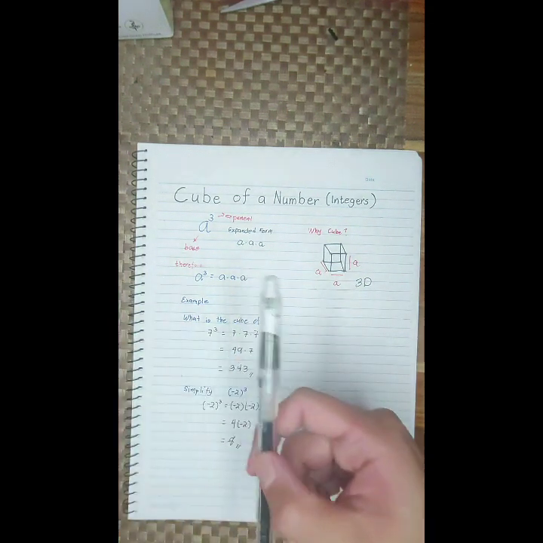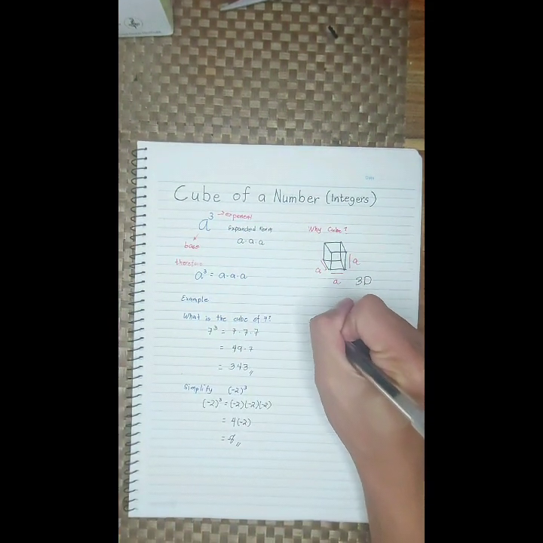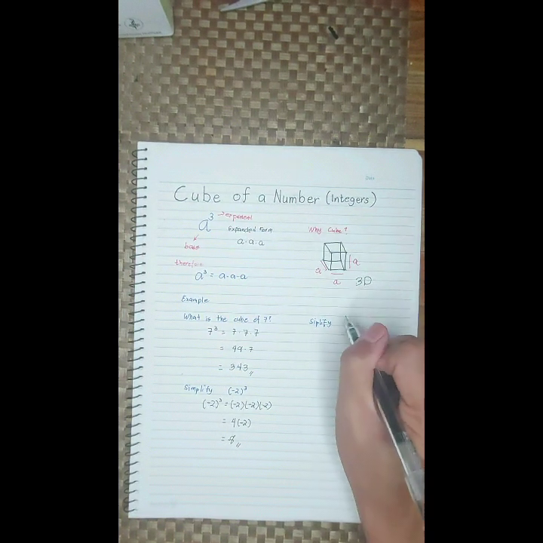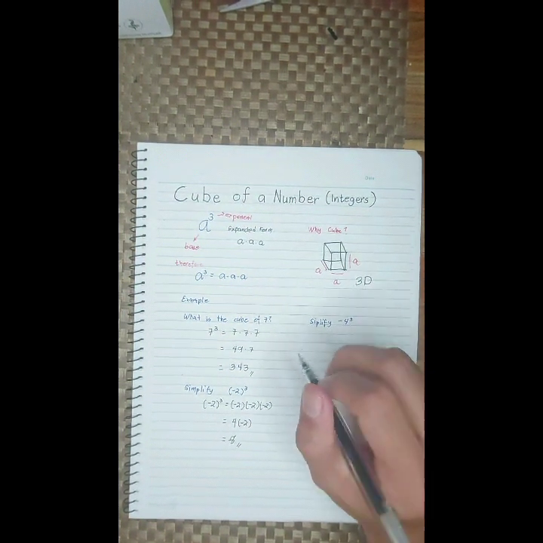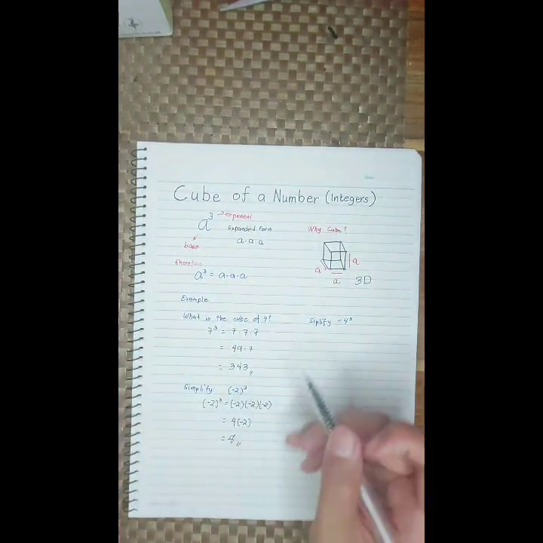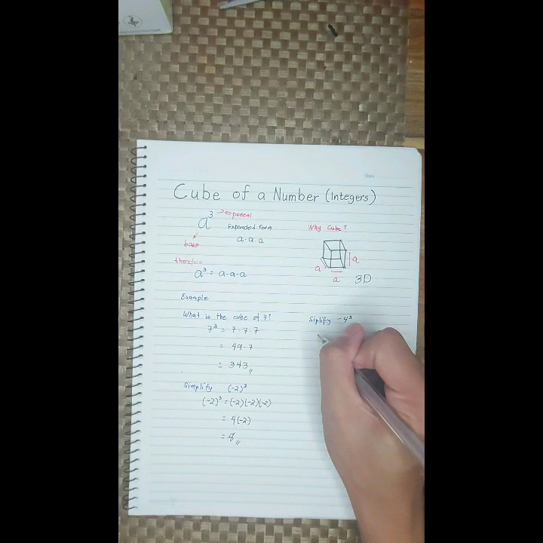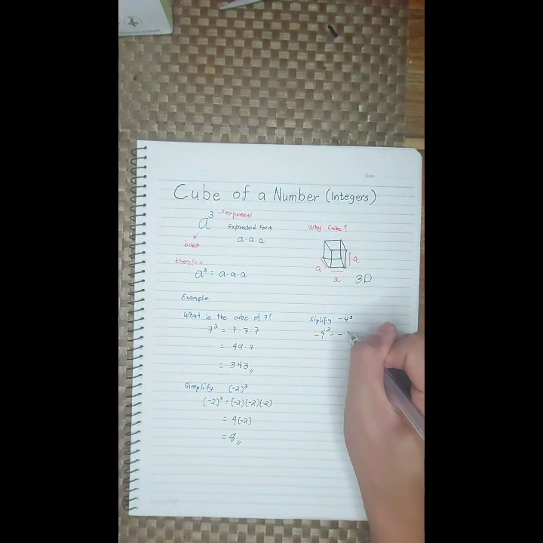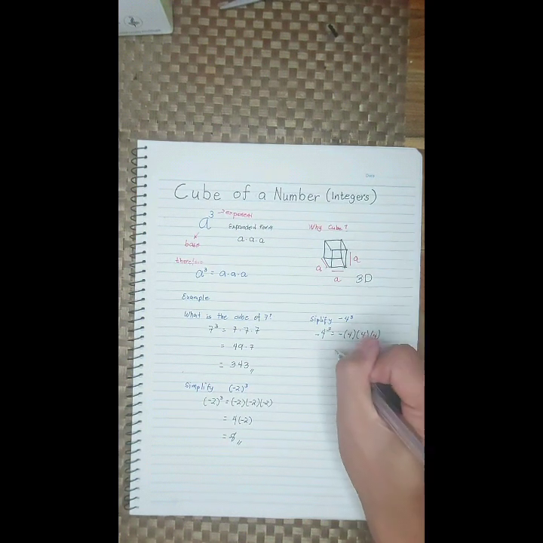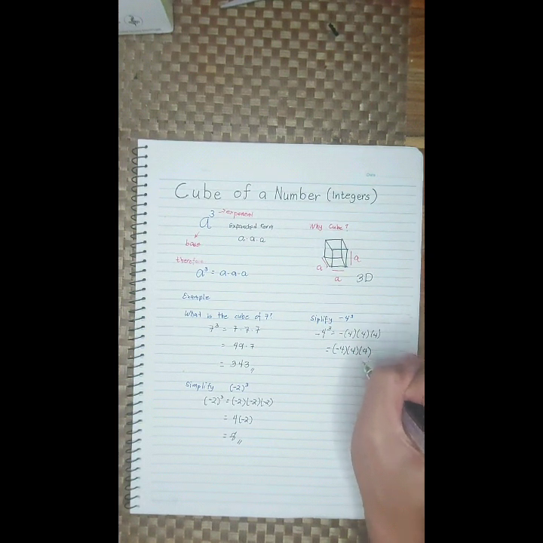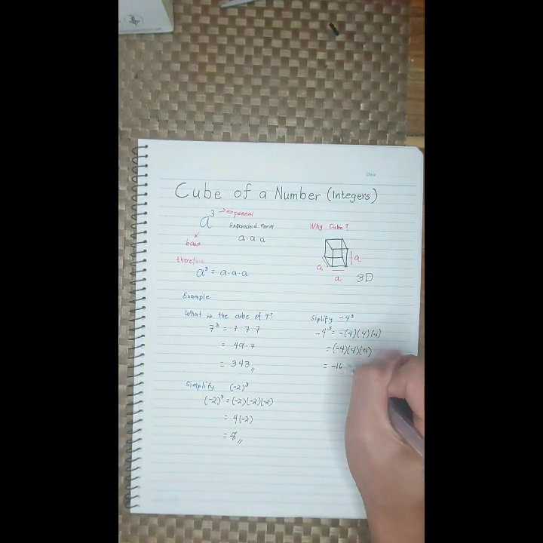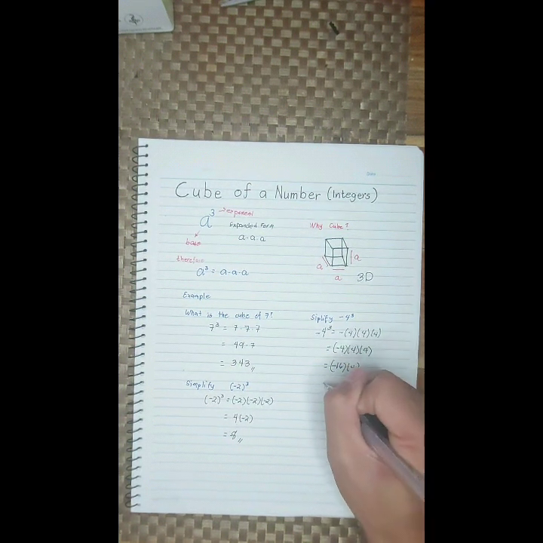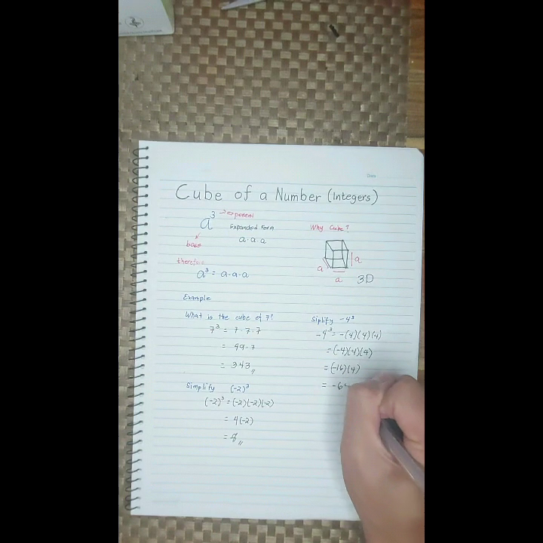Now, let's have another example. Simplify negative 4 cube. What's tricky about that is the negative, right? Let's write that. We have negative 4 and then cube. So, we have a negative, then 4 times 4 times 4. Having that, we have negative 4 times 4 times 4, and then we have negative 16 times 4. And then the final answer will lead you to negative 64.